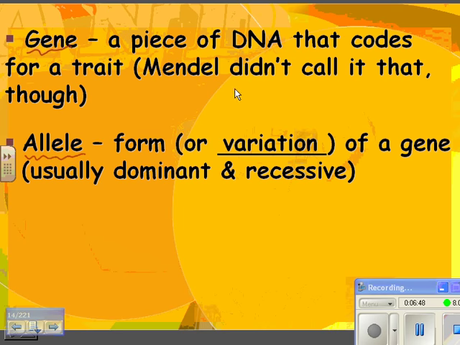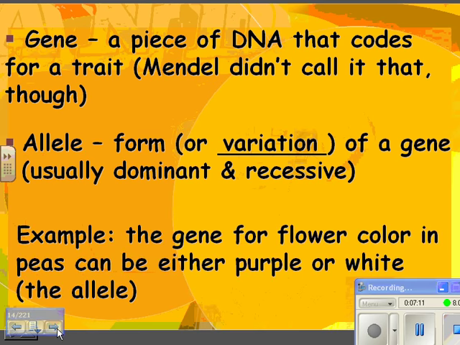In this case, the gene might be for flower color. And the allele would be, is it purple? Another allele would be for white. So what's the form or the variation of the gene? In this case, the gene is the color, and the allele is it purple or is it white? An example would be a gene for flower color in peas. It can be either purple or white. So the allele would be purple or white, and the gene would be color.